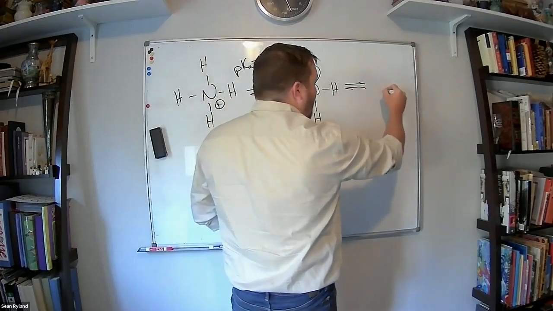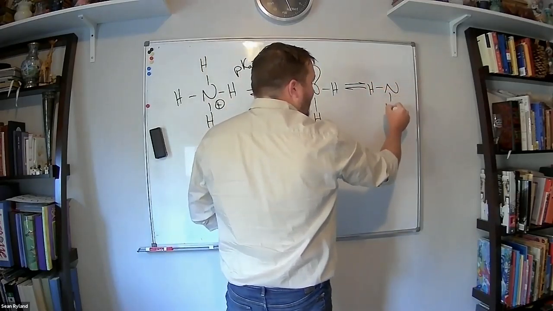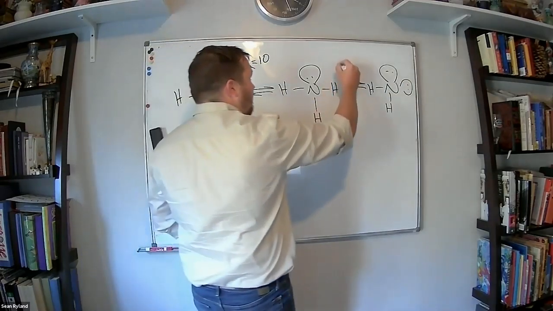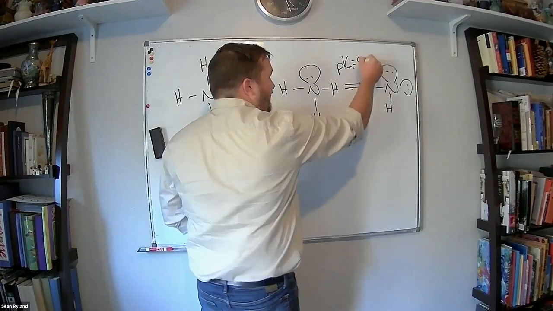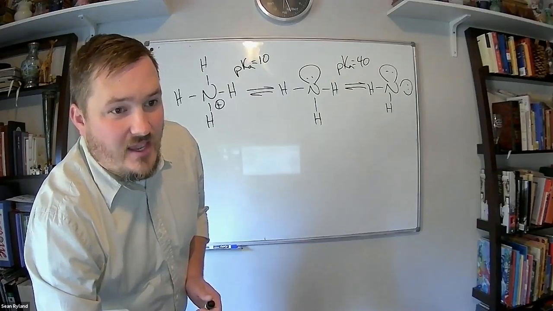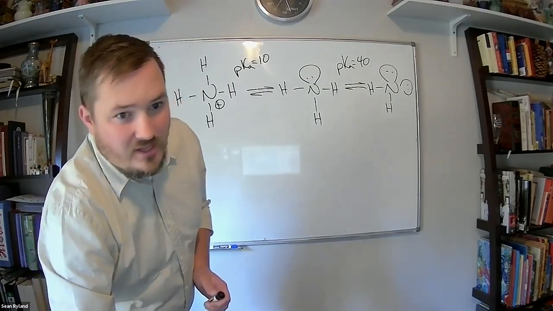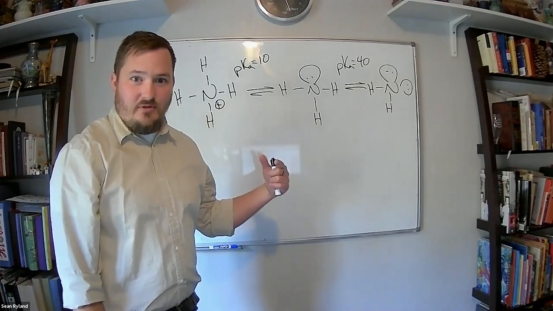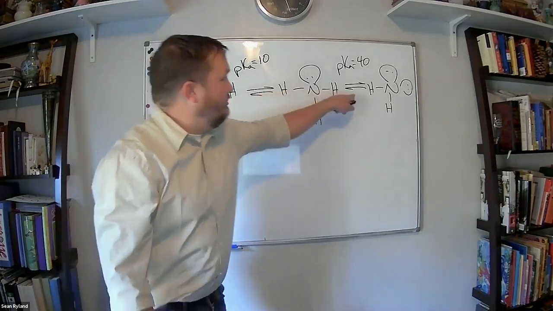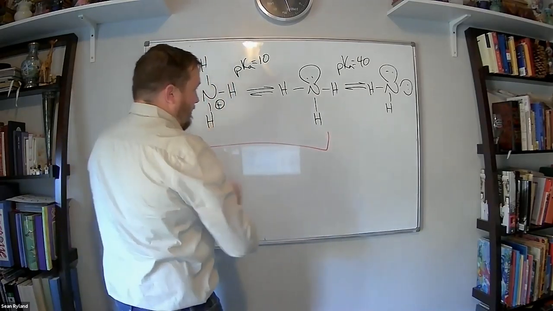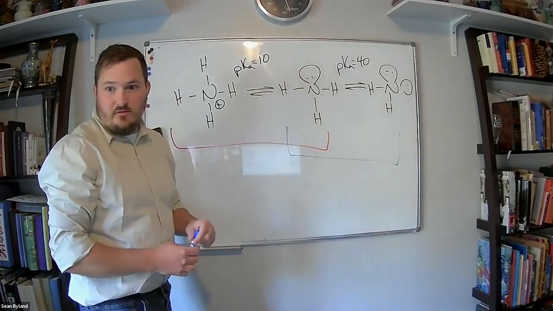If you deprotonate it again to make what's known as the amide ion, that's going to have a pKa of around 40. So it's not so much that the pKa changes. It's just that you're going to have a different pKa for sequential reactions. If you've got more than one proton you can give up, then those are two different reactions, right? This is one reaction. This is a separate reaction. So the pKa is a measurement of what it takes to deprotonate something.